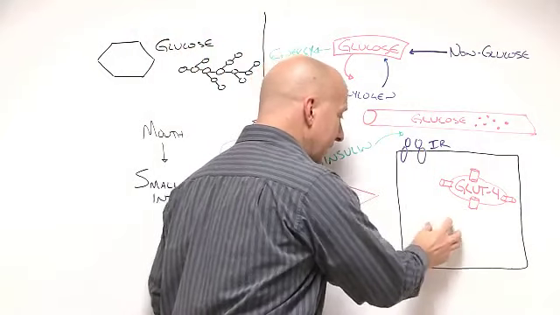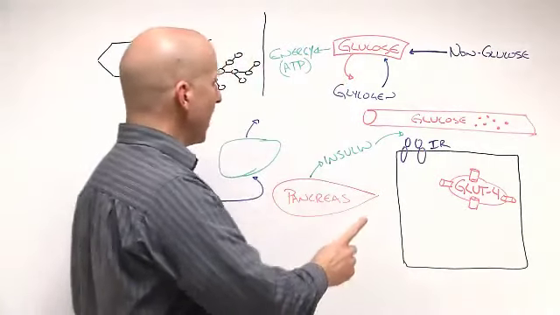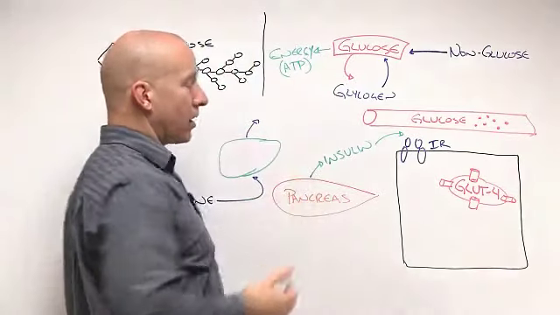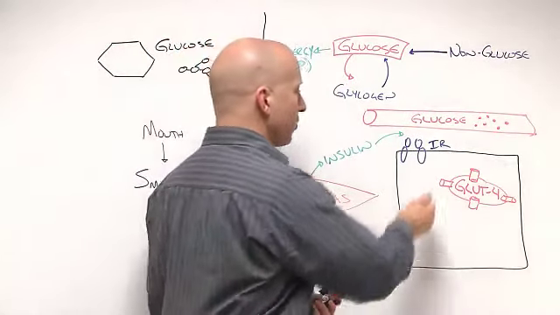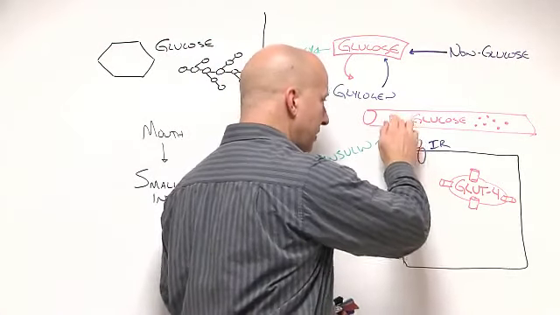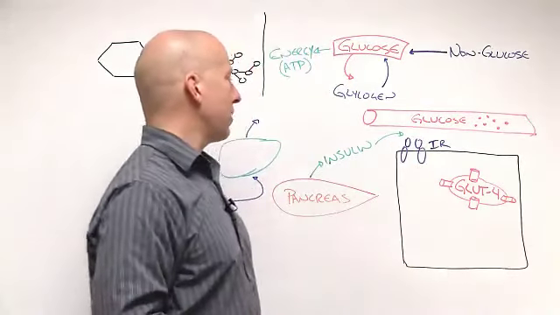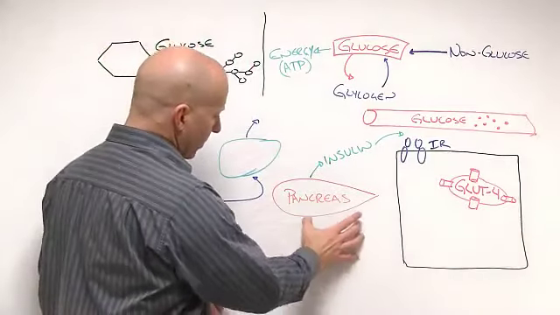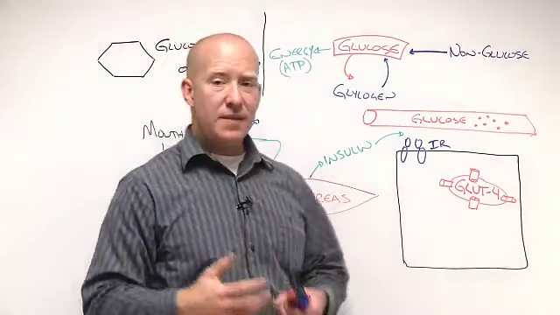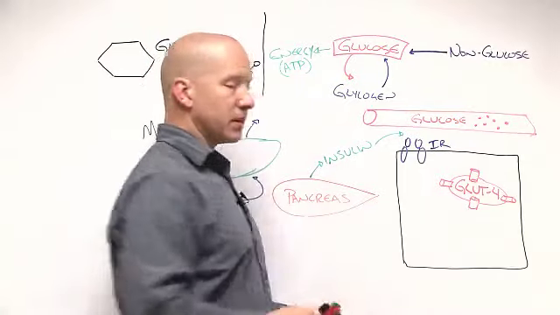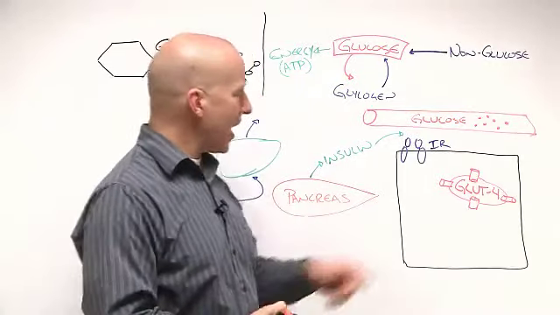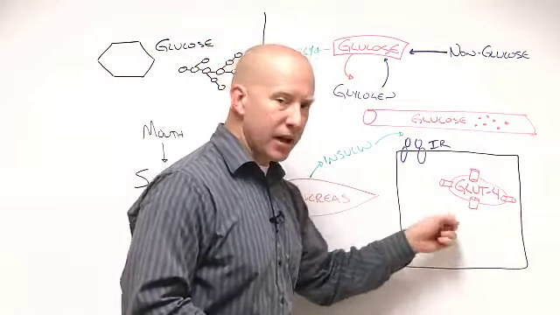We want to get it inside of the cell so that we can make ATP, or energy. We won't get into the biochemical pathways of that. What we're more interested in is how glucose gets from the bloodstream into the cells of our body. Now, we have an organ called the pancreas. The pancreas, in the presence of glucose in the blood, produces a hormone called insulin. Now, glucose cannot get past this cell membrane by itself.